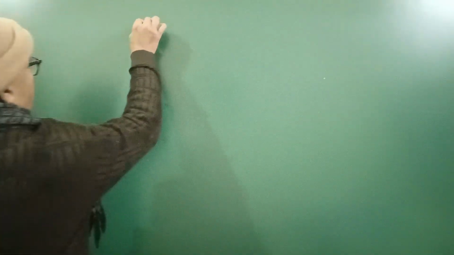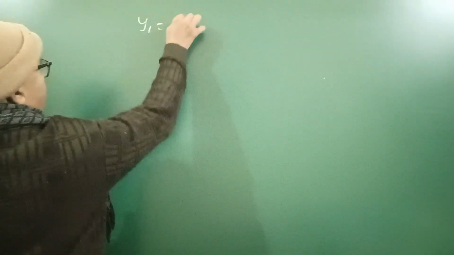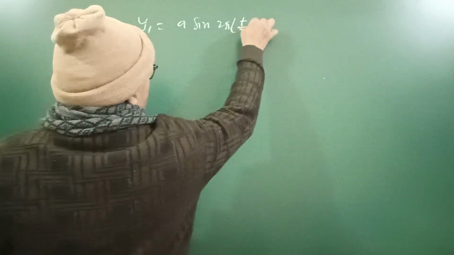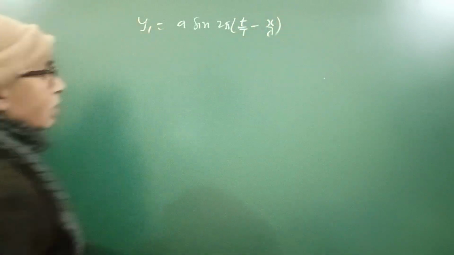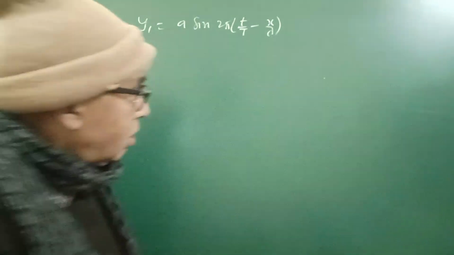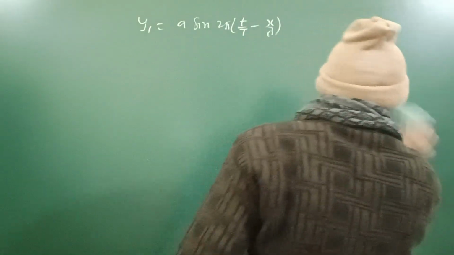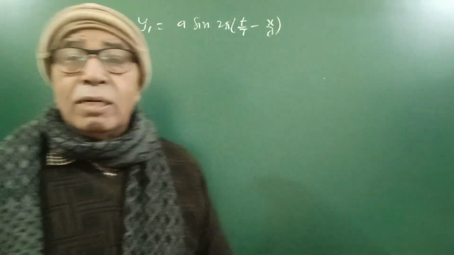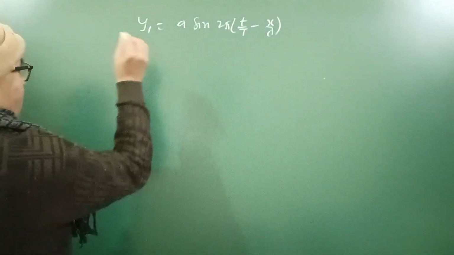Good morning, students. In the last video, I told you the equation of a standing wave in a bound medium having rigid boundaries. Now, what will happen if the boundaries are free? I told you the equation of the wave is y1 equal to a sine 2 pi t upon T minus x upon lambda. This is the equation of the wave traveling in positive x direction. And if the wave is reflected from a free boundary, then that equation is y2.